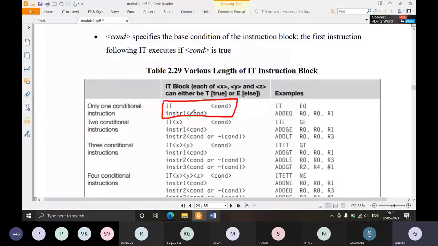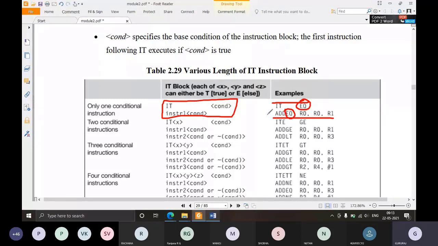So what is the example? You can see here, IT EQ. EQ means equal. And here the instruction is ADDEQ. This instruction ADDEQ will execute only if this condition is true. The same condition is checked here also, EQ and EQ. So ADDEQ R0, R0, R1. So this is the first variant.